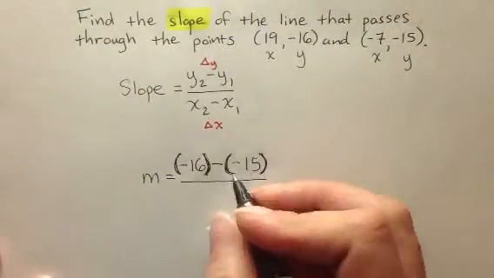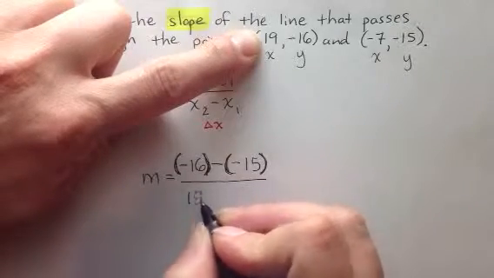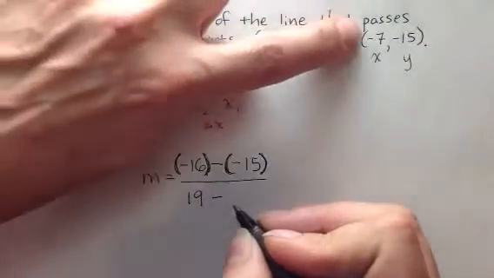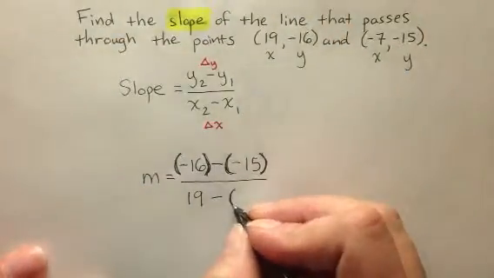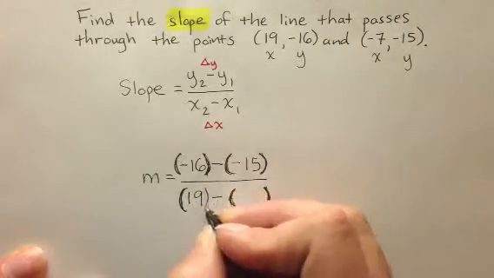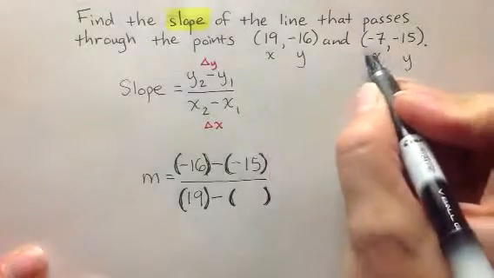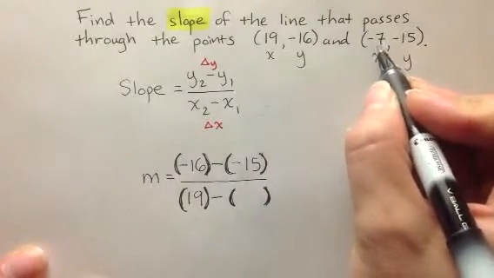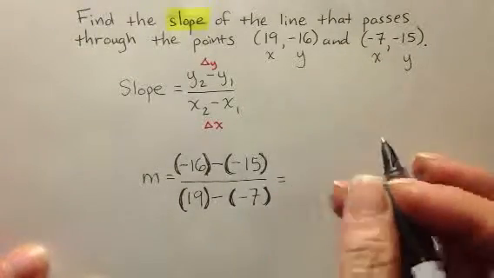Okay, let's do the x's. X, the first one, because I always go left to right, 19 minus, again, this x coordinate is negative. So, again, if parentheses help, please use them. Okay, 19 minus negative 7, which is the second x.